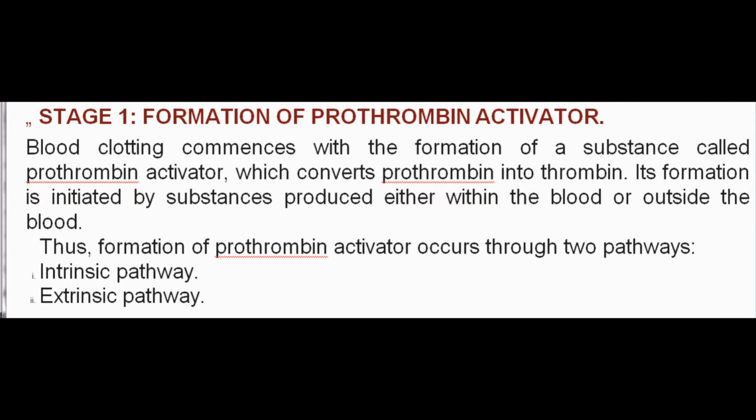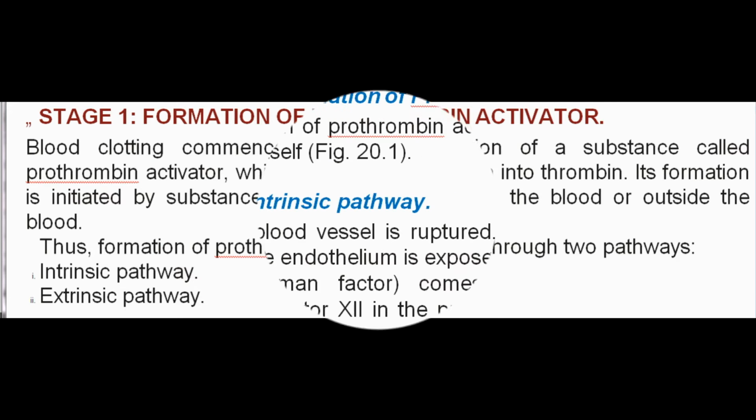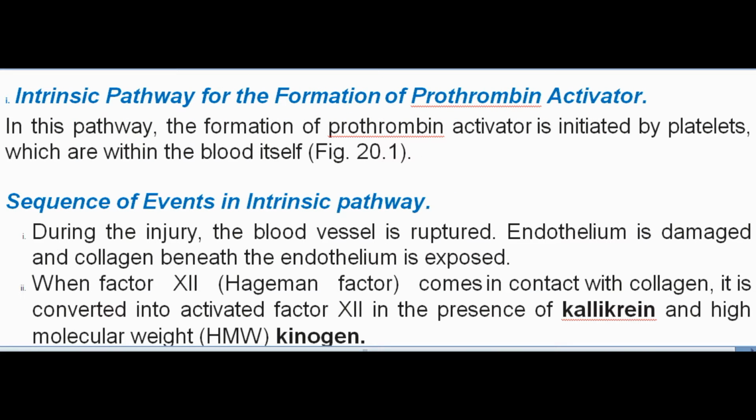Stage 1, formation of prothrombin activator. Blood clotting commences with the formation of a substance called prothrombin activator, which converts prothrombin into thrombin. Its formation is initiated by substances produced either within the blood or outside the blood. Thus, formation of prothrombin activator occurs through 2 pathways: intrinsic pathway and extrinsic pathway. Intrinsic pathway for the formation of prothrombin activator. In this pathway, the formation of prothrombin activator is initiated by platelets, which are within the blood itself, Fig 20.1.